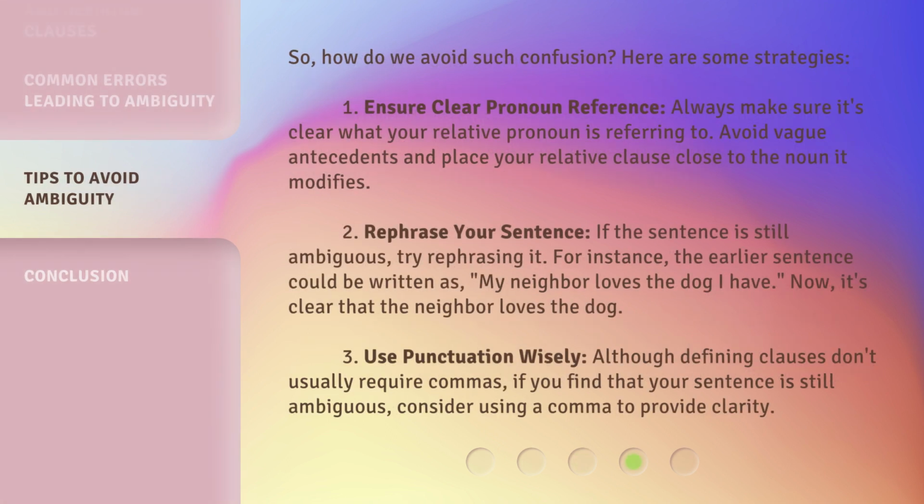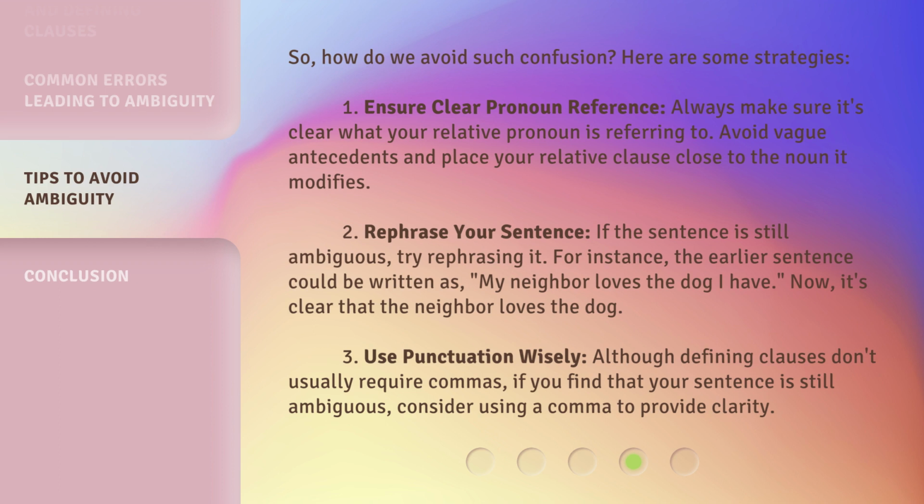So, how do we avoid such confusion? Here are some strategies. 1. Ensure clear pronoun reference. Always make sure it's clear what your relative pronoun is referring to. Avoid vague antecedents and place your relative clause close to the noun it modifies.